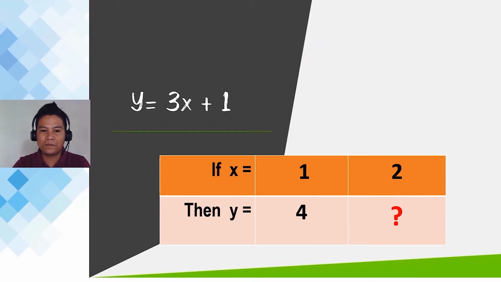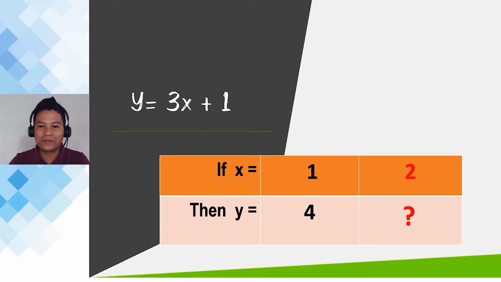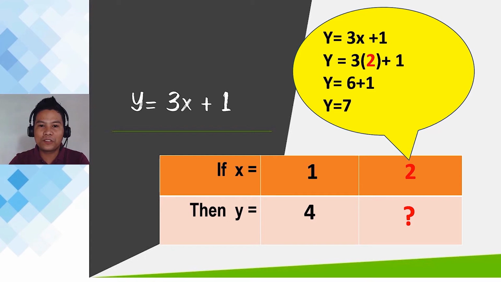Let's try this one. If x becomes 2, or we assign 2 as the value of x, what happens to the value of y? Alright, this is how you are going to do it. y = 3x + 1. y = 3 times 2 plus 1. y = 6 + 1. y = 7. Therefore, if x is equal to 2, then y becomes 7.